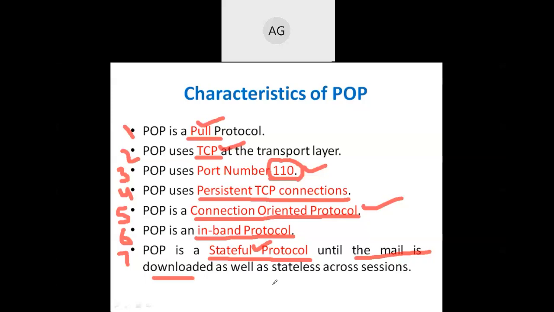So all of you understand it till now? Just write in the chat box so that we can proceed further. Just remember these characteristics related to the POP protocol. Okay. So moving to the next slide.